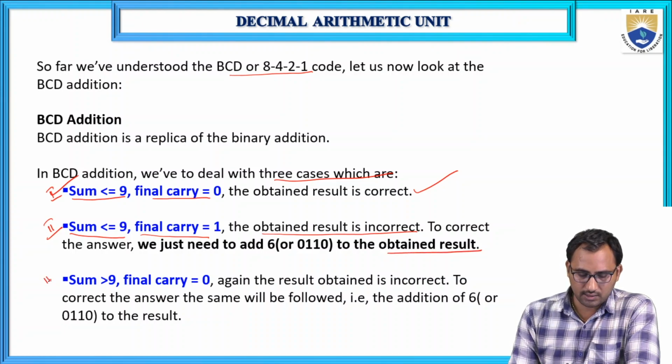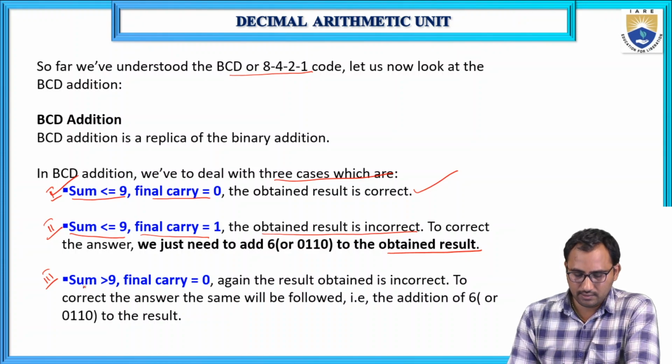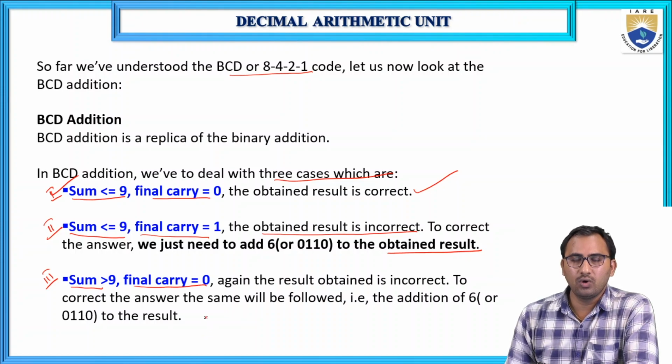And the third case is if the sum value is greater than 9 and the final carry is equal to 0. In the third case also we will get an incorrect answer. So in order to get the correct answer, we have to add 6 to that result, so that we get the correct BCD answer.